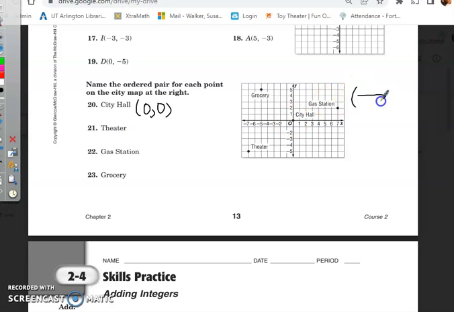Now with the theater, remember, first one is this movement, second one is this movement. So notice where the theater is. It's backwards, right? So that's going to be left. 1, 2, 3, 4, 5, 6, 7. 7 to the left. And I can see that, like my pen is above that number, so negative 7. From here I go down. 1, 2, 3, 4, 5. And then I get to the theater. Down 5, so that's negative 5. So you're going to figure out the gas station and the grocery store.